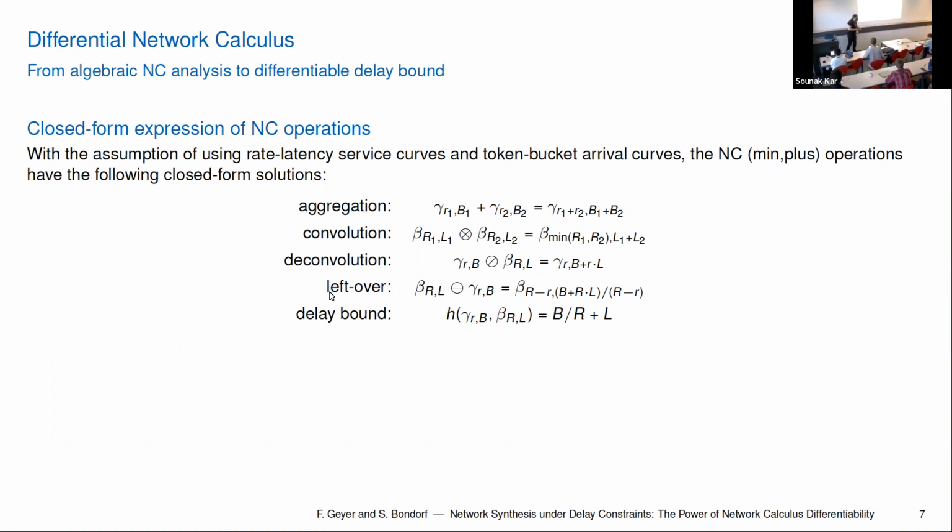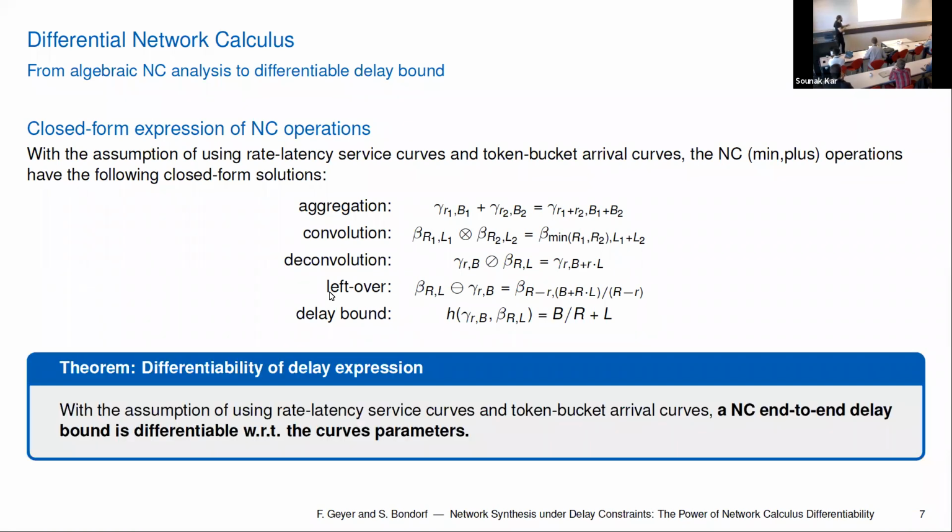And for the exact same operations we had before, if we restrict our curve shapes to token buckets, this time the gamma RB notation, and rate latencies, we can simplify, and you probably have all seen that. We can define the resulting curves using plus times algebra. Each of these expressions on the right side of the equation is differentiable. And if we compose all these operations and do the explicit closed form solution, we get a term, a function that is also differentiable.